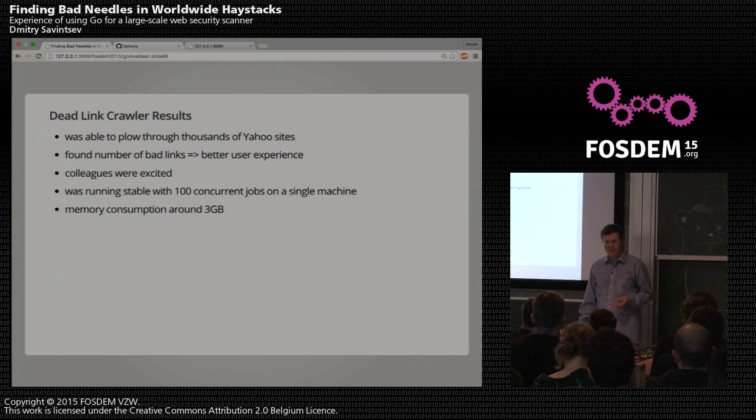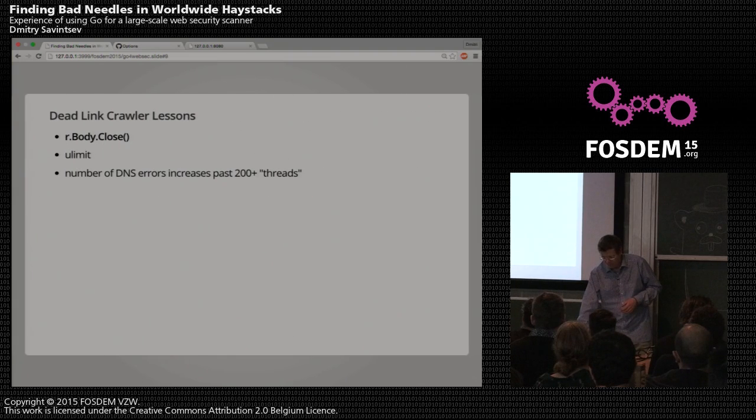Some people told me that that's a great job, and that's good when you're trying to bootstrap a new language at a corporation. It was running at like 100 stable concurrent jobs. I ran it for a few hours before killing it. And the memory consumption peaked around 3 gigabytes and then was slowly increasing, because with a crawler like this, you have to keep a map of the visited links and it grows. But I was surprised that it was quite solid and stable and finding good stuff.